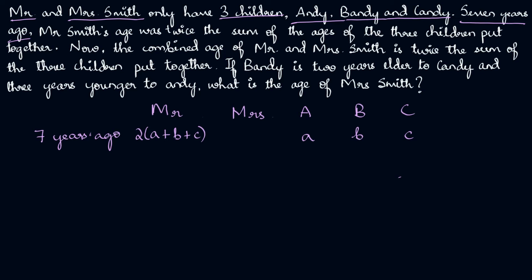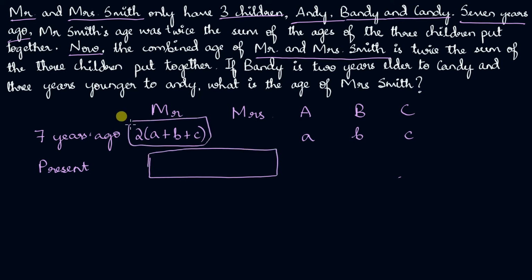So now, when we see the word now, we are talking about the present age. At present, if we add the ages of Mr. and Mrs. Smith, the combined ages, here it was just Mr. Smith, we don't know what Mrs. Smith's age was. If we add the two ages, it is twice the sum of the ages of three children put together. Now what happens from 7 years ago to present? Everybody ages by 7 years, right? So this is plus 7, all of it is plus 7.